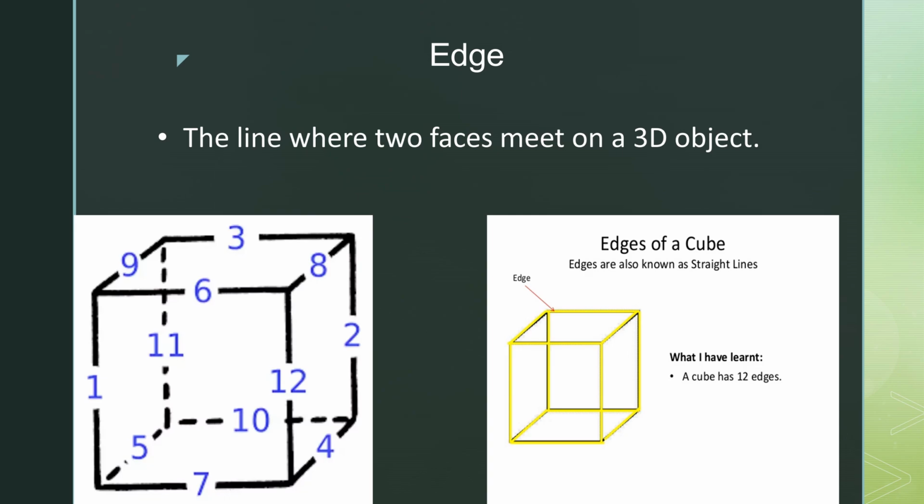Edge is the line where two faces meet on a 3D object. Edges are also known as straight lines. So you can see we have a cube and you can see the line where the two faces meet on the cube. You have it numbered from 1 to 12. Okay, so it's like a straight line, and if you count it, we have 12 edges.